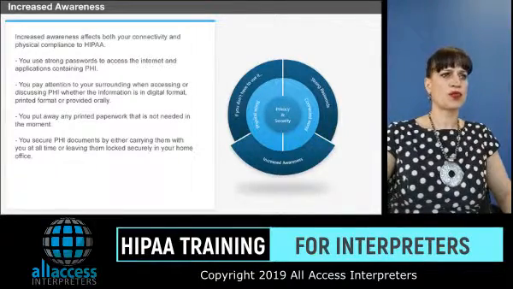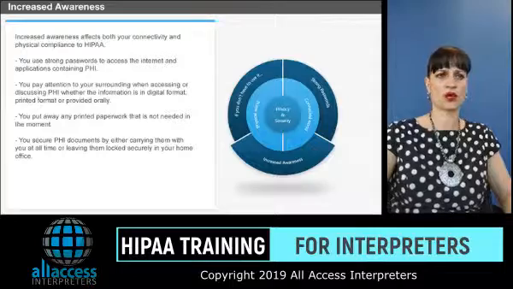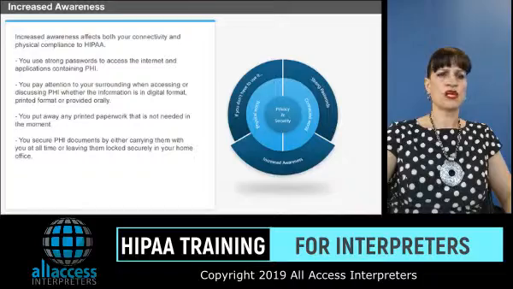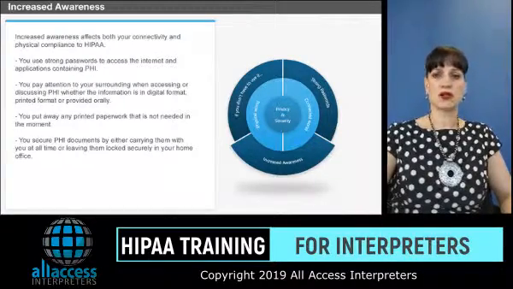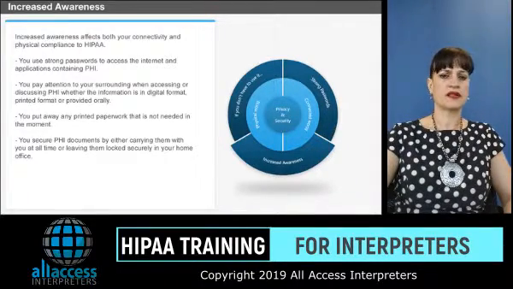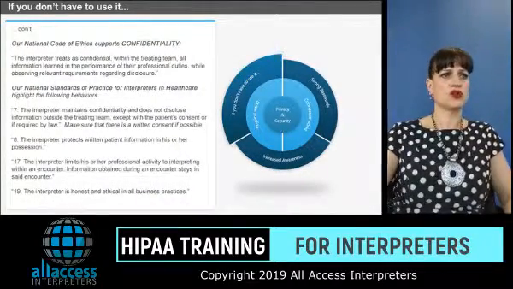Increased awareness affects both your connectivity and physical compliance to HIPAA. You use strong passwords to access the internet and applications containing PHI. You pay attention to your surroundings when accessing or discussing PHI. So if you're in the lobby and you have your form and you're talking to somebody else, make sure the form is not out. You want to put it away. You also want to make sure that when you're checking your forms, checking on the next appointment, no one around you is able to look at a form that is not about them. So if you don't have to use it, don't.